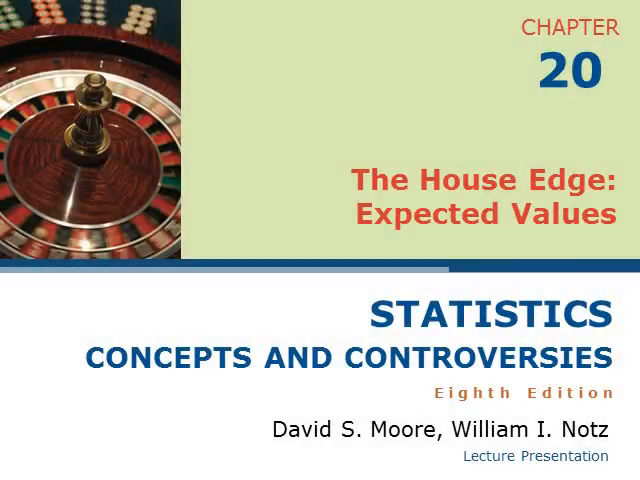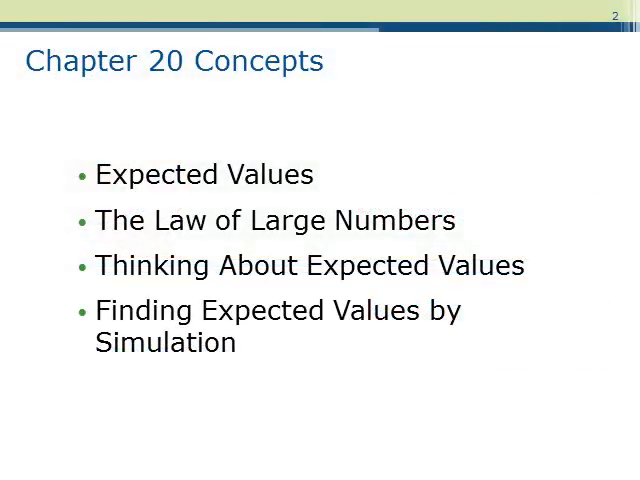In Chapter 20 we discussed expected values. Expected values can be thought of as the average value of some random phenomenon over the course of a long sequence of trials. These are the concepts that we will discuss in Chapter 20: expected values, the law of large numbers, thinking about expected values, and finding expected values by simulation.